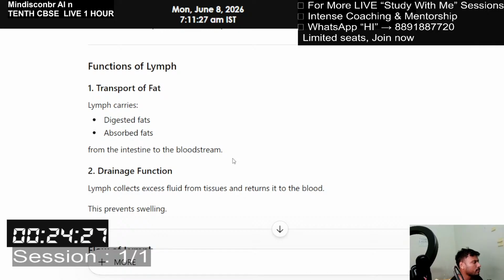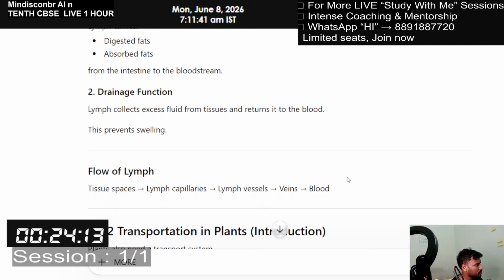What are the functions of lymph? First, it transports fat, both digested and absorbed fats. Second, its drainage function: it collects excess fluid from tissues and returns it to the blood, thereby preventing swelling.